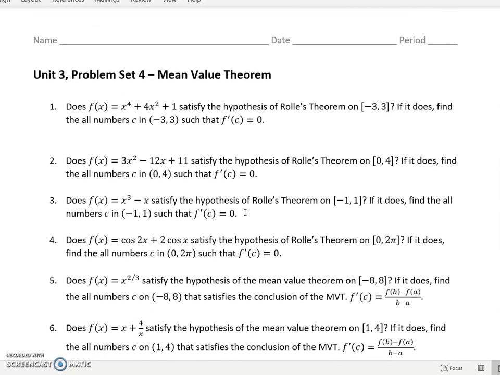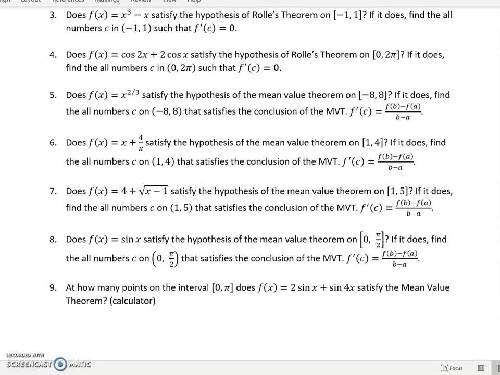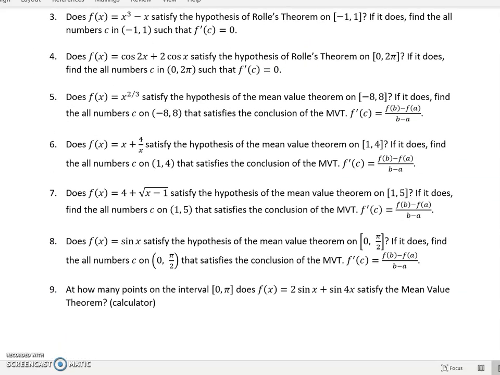For mean value theorem, I would just say make sure, first of all, it has to be continuous and differentiable. So you need to make sure that that's a true statement. And it only has to be continuous and differentiable on the interval that you're looking at. So, for example, here on 6, this function is discontinuous at 0, but it's not part of my interval, so I don't have to worry about it.